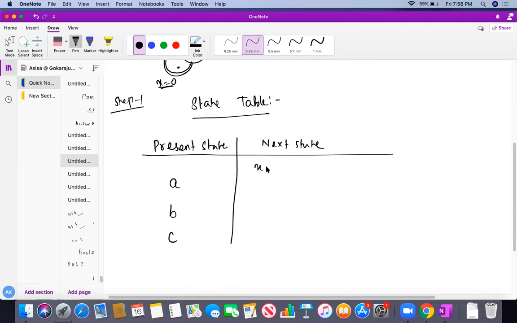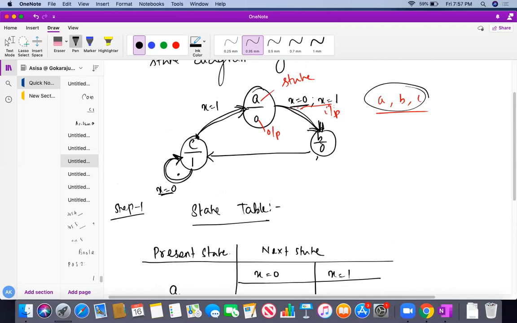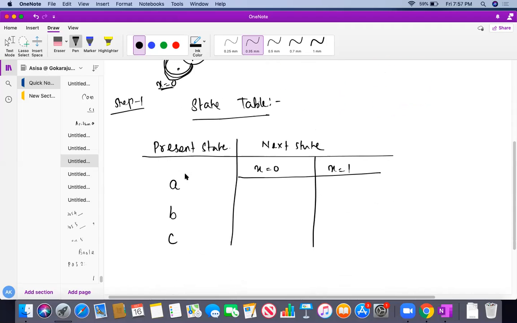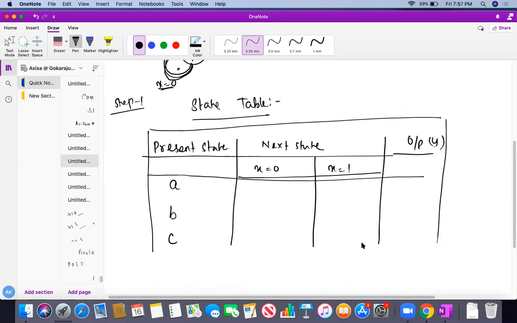So here you see x equal to 0 and x equal to 1. What do you understand from this? At x equal to 0, it is staying in its own state, and at x equal to 1, the present state is C and it is going to A. That's why there are 2 possibilities for the next state. Next to it will be the output. Output will always be Y. So this is my state table, and I'm going to fill it up. How? Now just see here.